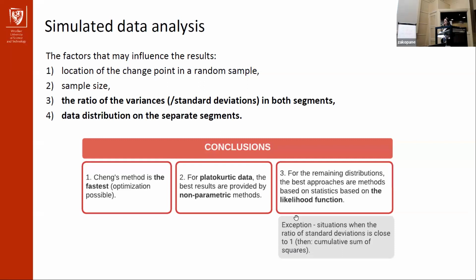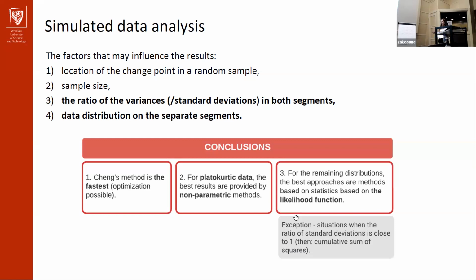As I said before, firstly we made simulations for the algorithms from the literature, and we examined the impact of the factors visible on this slide on the result. These were the location of the change point in the random sample, the sample size, the ratio of the variances in both segments, and the data distribution in the separate segments. These last two factors are the most influential in this case.